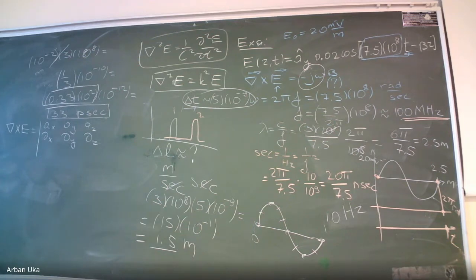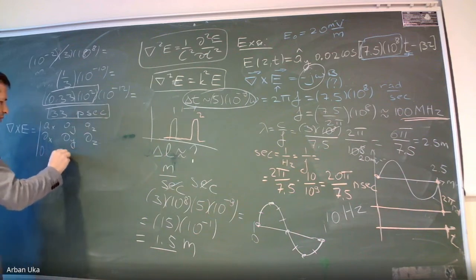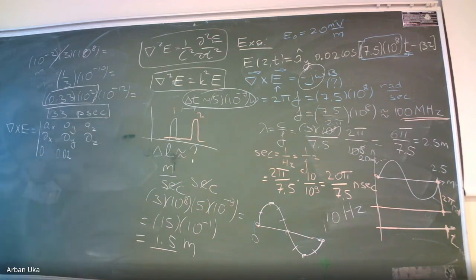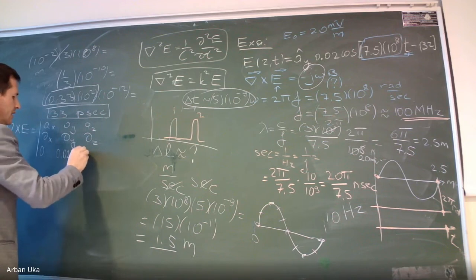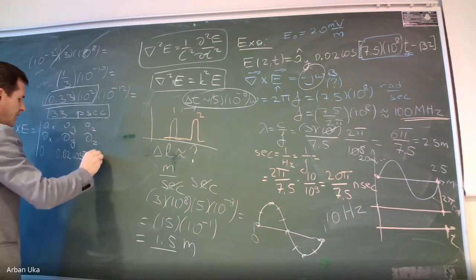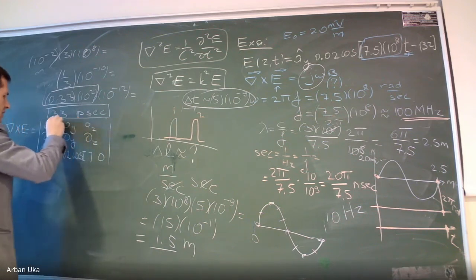So let's see here. In the curl of E, the component of E along the x-axis is 0. And the component along the ay is 0.02 times cosine, with some terms here, and the z component is 0 again.